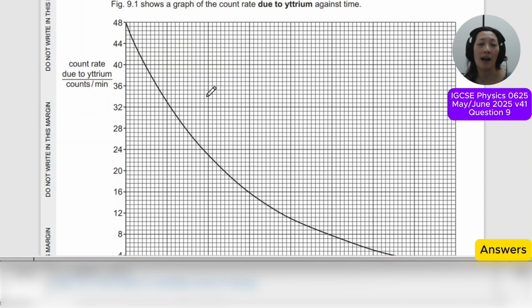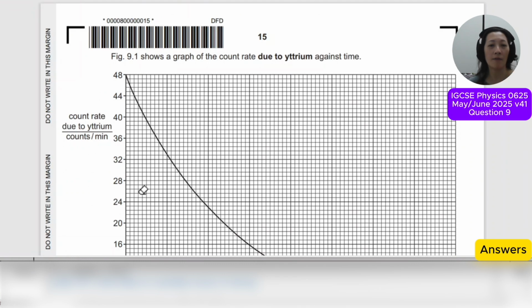So to get the half-life, you don't have to minus the background radiation. We can just start from the number of 48 and look for the time it takes for 48 to drop to become half. So half of 48 is 24.